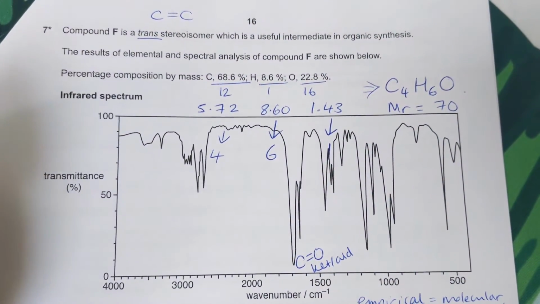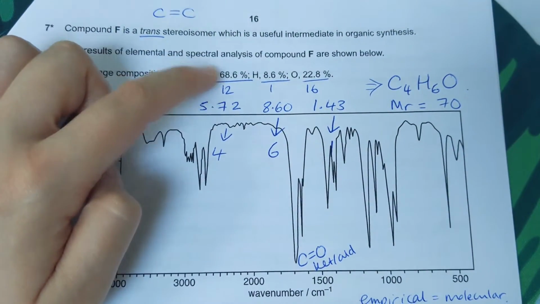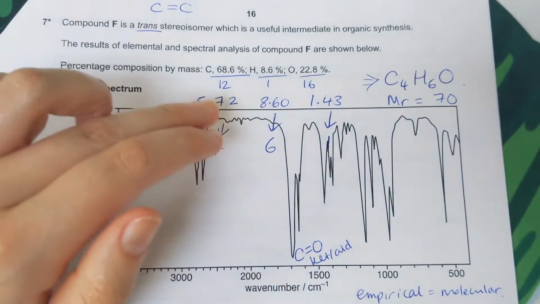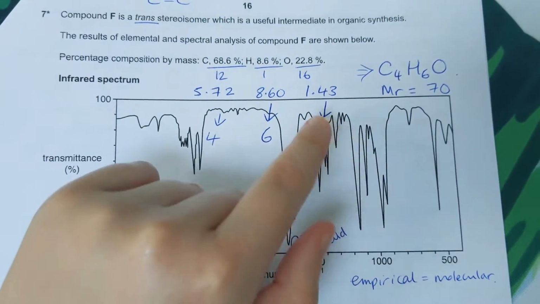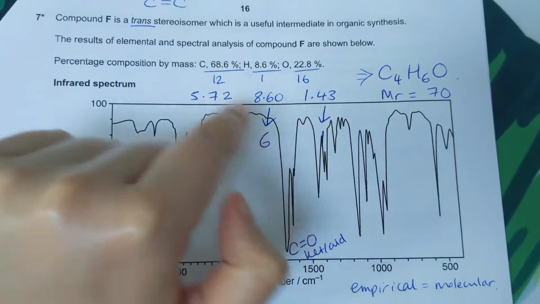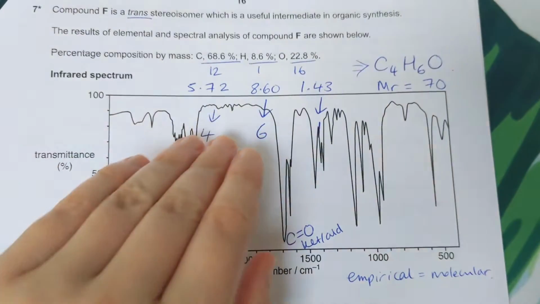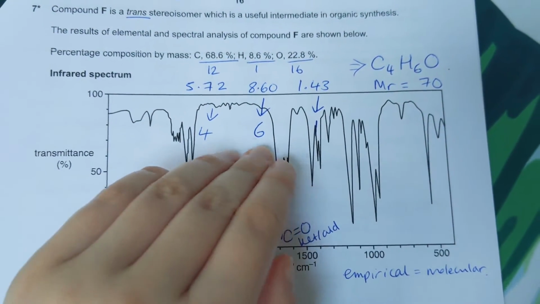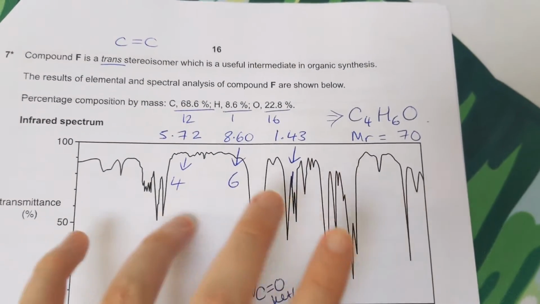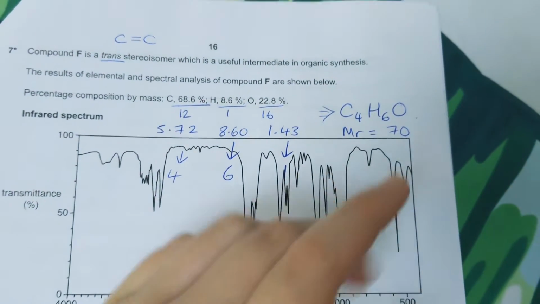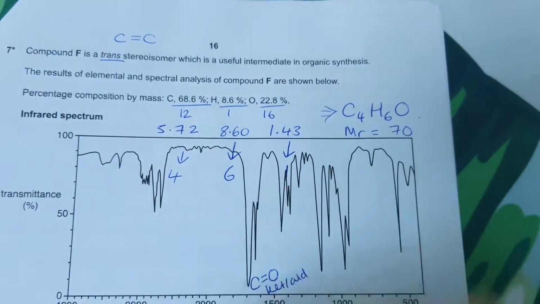And to do empirical formulae, the first step is to calculate moles. So treat these like masses. We do mass over mass number from the periodic table. We get a value, and then we divide by the smallest. So this is the smallest out of these 3 numbers, so we divide all 3 numbers by 1.43. And we get 4 for carbon, 6 for hydrogen, 1 for oxygen. So that's our ratio. Then we convert that into an empirical formula by putting the element symbols in, C4H6O.